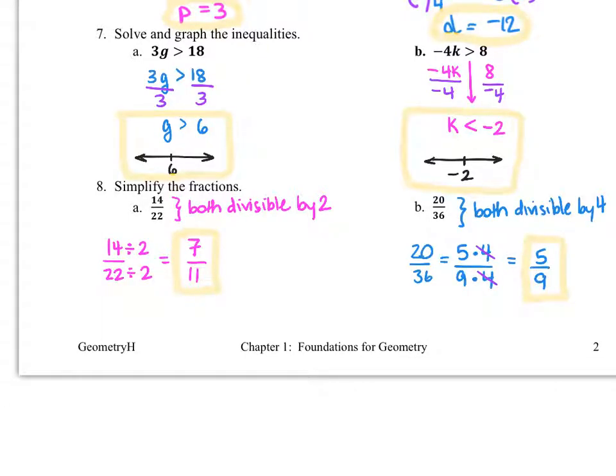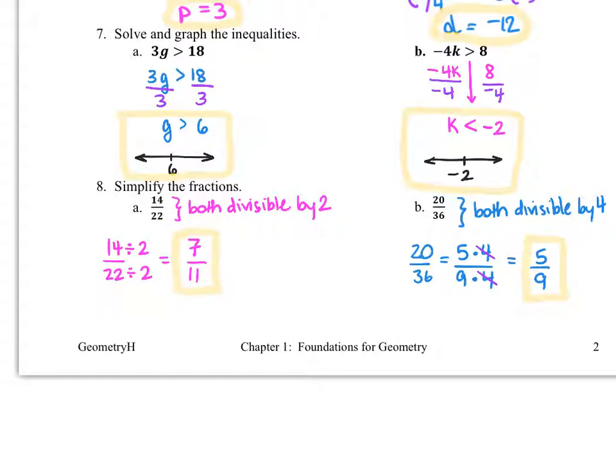All right, so question number 7A is relatively straightforward. We know that we need to get rid of the coefficient of the variable, so we need to divide out the 3 on both sides, and that gives us G is greater than 6.